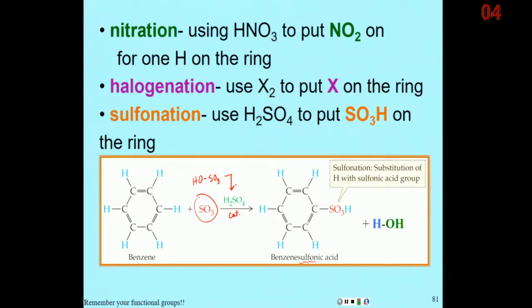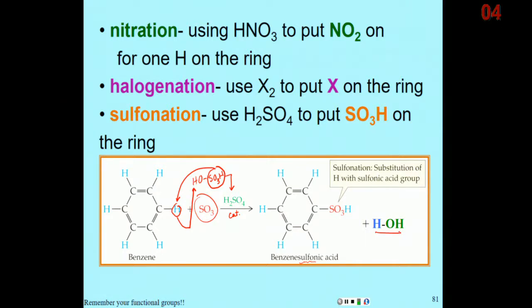And then if you take the SO3, whoops, I forgot one more hydrogen, there you go. If you take the SO3H and use it to replace the hydrogen on the ring, then the hydrogen goes to the OH, and you get water as a byproduct once again.